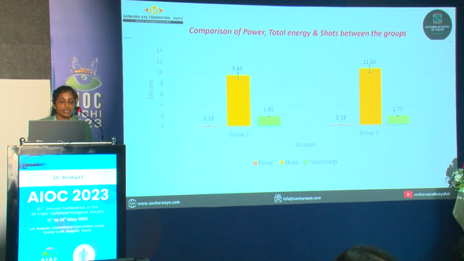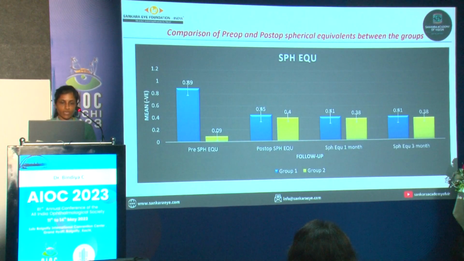We also compared power, shots, and total energy. Only difference among the two groups was that in Group 2, the number of shots required was more, obviously, because the size of the capsulotomy is greater than 4.5, which required more shots. Spherical equivalent, it was found that there was a hyperopic shift in Group 1 and there was a myopic shift in Group 2.